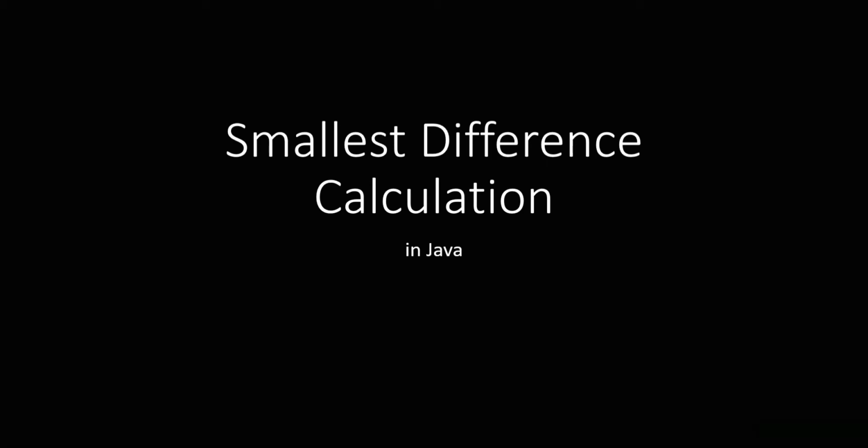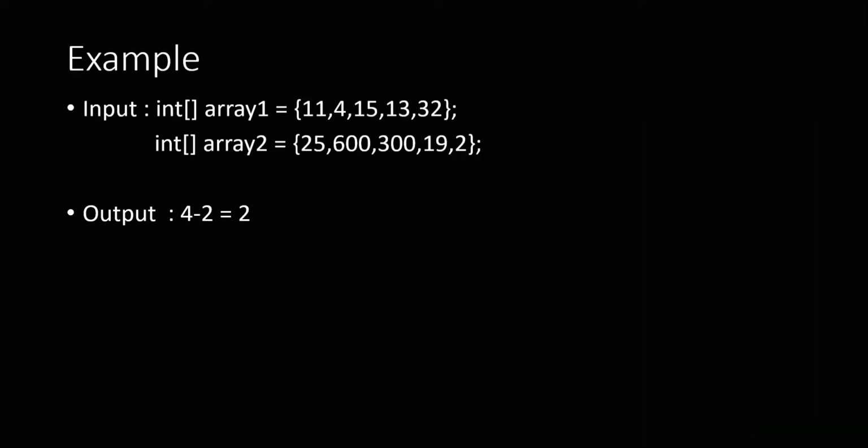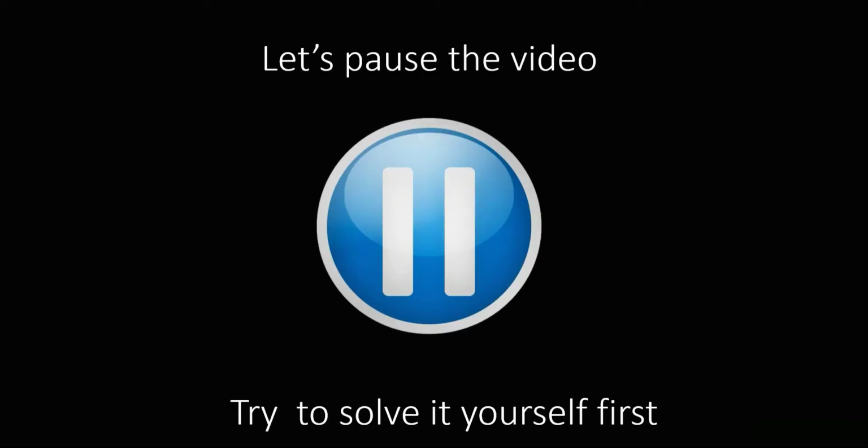Smallest difference calculation in Java. This problem asks, given two arrays, to calculate the smallest difference between two values, one from each array. For this given array, the smallest difference between the two arrays is 4 minus 2, which is equal to 2. This is the smallest difference. So let's pause the video for a while and try to solve it yourself first.